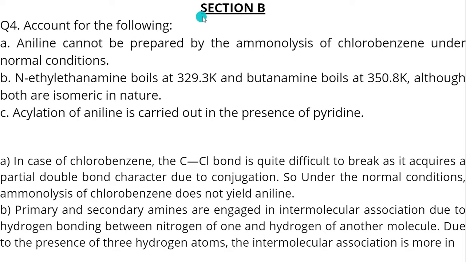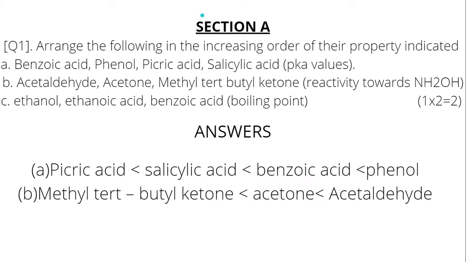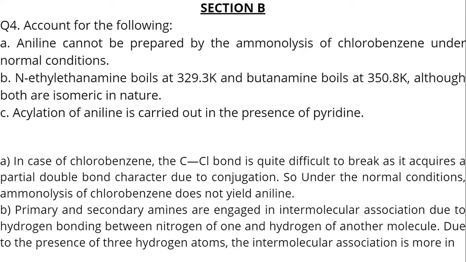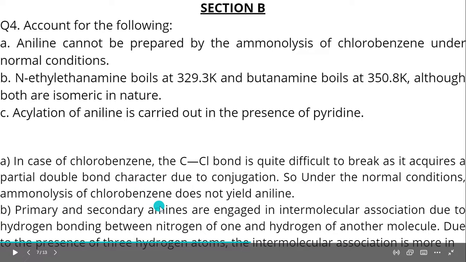Moving on to Section B, which consists of 3 marks. Question number 4 consists of 3 marks, 1 mark for each part. Part A says that aniline cannot be prepared by the ammonolysis of chlorobenzene under normal conditions. In chlorobenzene, the C-Cl bond is quite difficult to break as it acquires a partial double bond character due to conjugation. So under normal conditions, ammonolysis of chlorobenzene does not yield aniline.